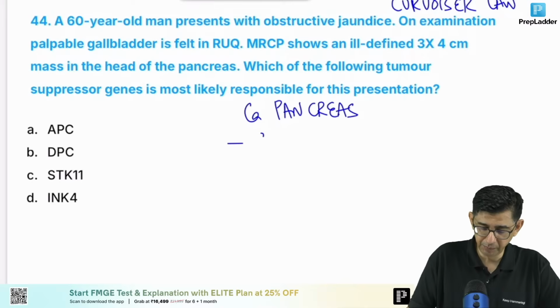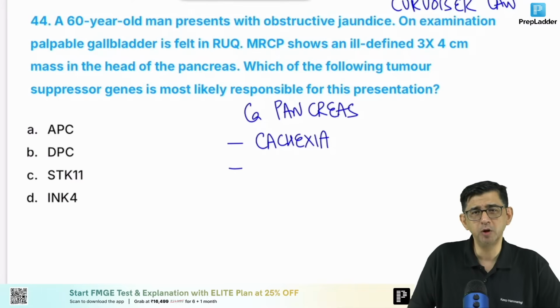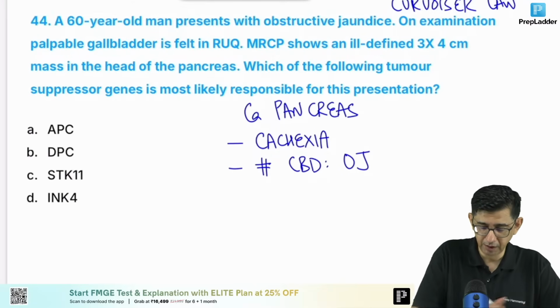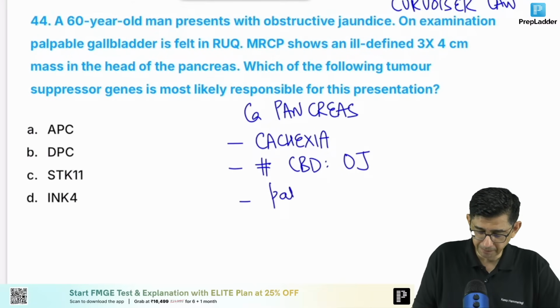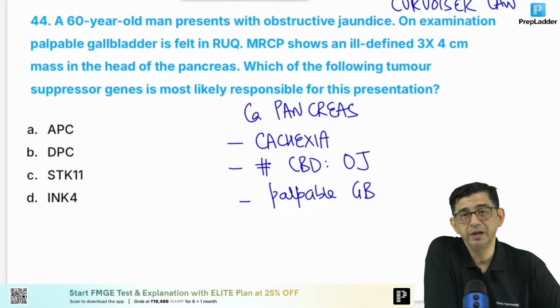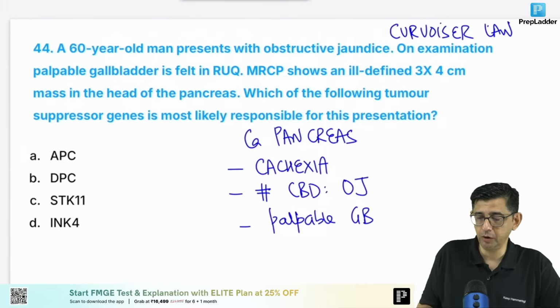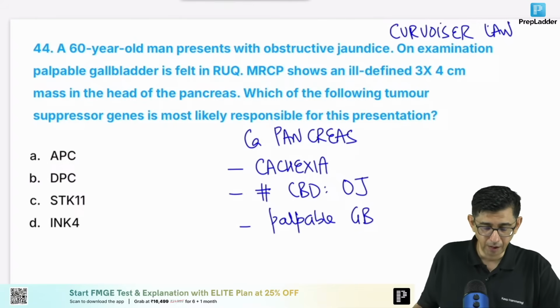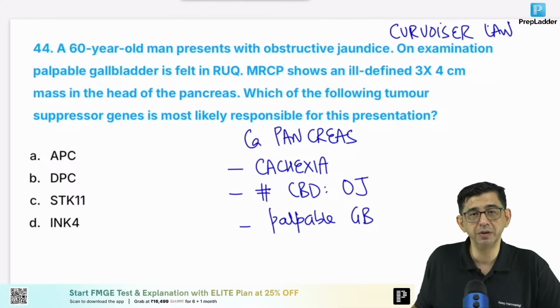Carcinoma pancreas will present with cachexia. Steve Jobs had pancreatic cancer, no? So there would be cachexia. It will press on the common bile duct. Therefore, there would be obstructive jaundice occurring in a patient and there would be a palpable gallbladder. That palpable gallbladder is what is called Courvoisier law. So we don't get a palpable gallbladder in gallstones, but we get a palpable gallbladder in malignancies related to the GI like pancreatic cancer. Now what is the gene responsible for this?